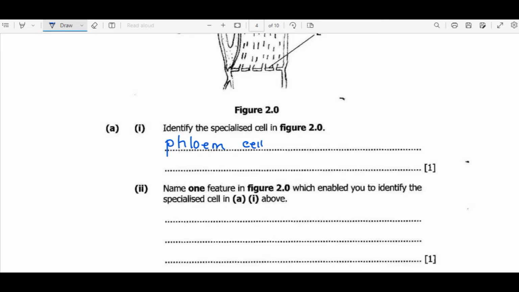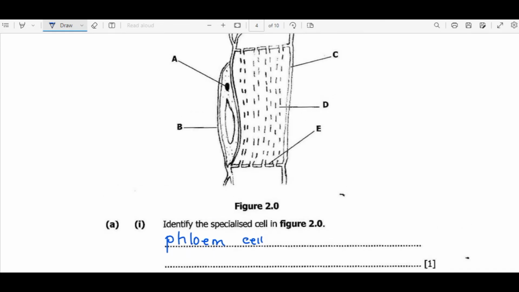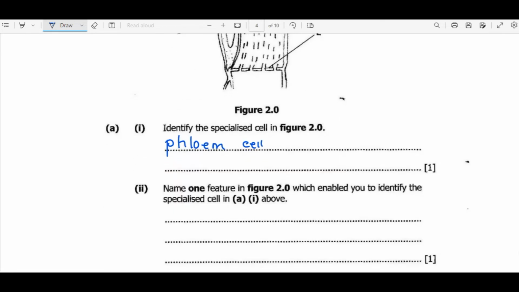Then 2, name one feature in figure 2.0 which enabled you to identify the specialized cells in A1 above. What helped me to identify this as a phloem vessel is the presence of this E, which is the sieve plates. So say presence of sieve plates. We can also say presence of sieve pores.